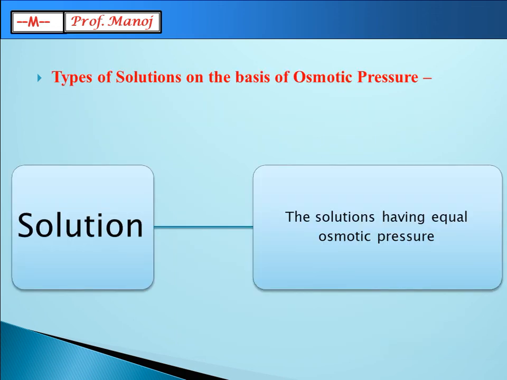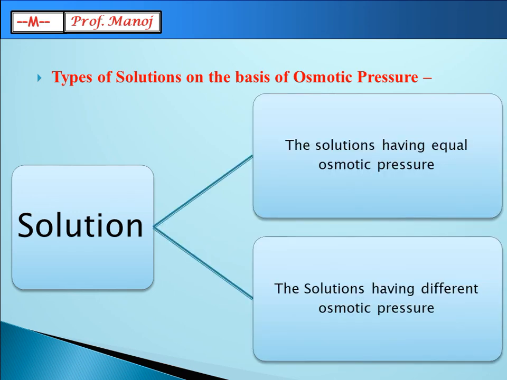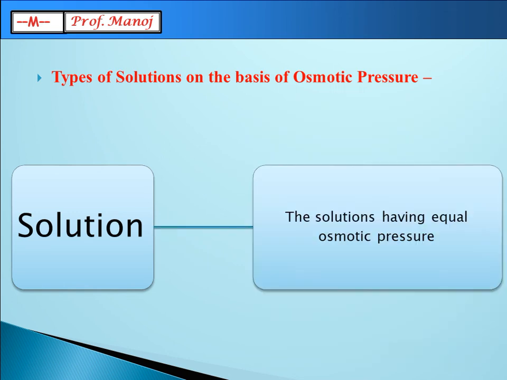Depending upon the solution's osmotic pressure values, there are different types of solutions possible. The first type is, imagine there are two solutions given to us and both the solutions have equal osmotic pressure. This is condition number 1. Case number 2 is the two solutions might have different osmotic pressure. So we can have only two possibilities. Either two solutions have equal osmotic pressure or two solutions have different osmotic pressure.